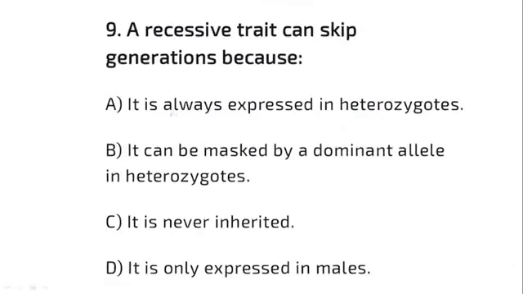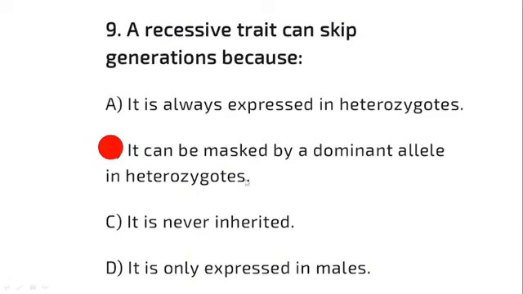So we move on to question 9. This is our question 9. A recessive trait can skip generations because dash. A, it is always expressed in heterozygous. B, it can be masked by a dominant allele in heterozygous. C, it is never inherited. D, it is only expressed in males. So a recessive trait can skip generations because it can be masked by a dominant allele in heterozygotes. Okay, so the correct answer is B.